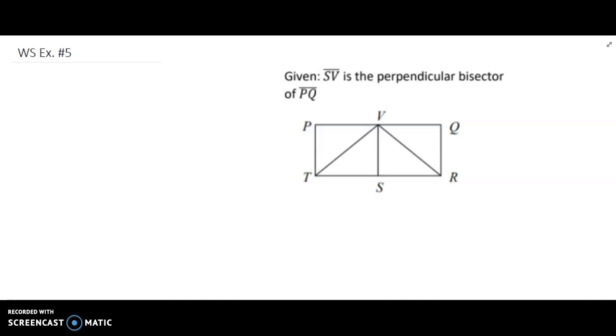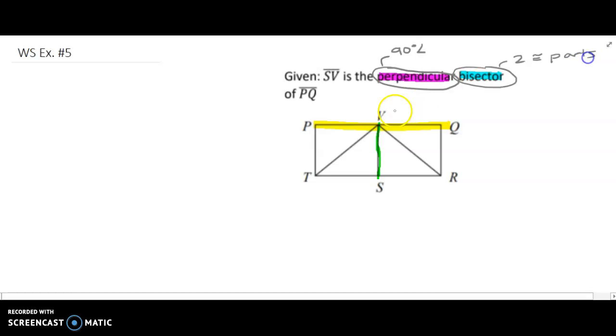All right, this is the last one I'm going to do with you, and then you can do the remainder of them on your own. So I'm given that SV is the perpendicular bisector of PQ. So I'm going to look at this as 2 different things. Okay, so I want to ask myself, what do each of these words mean? So perpendicular means it cuts it into a 90-degree angle. And bisector means it cuts it into 2 congruent parts.